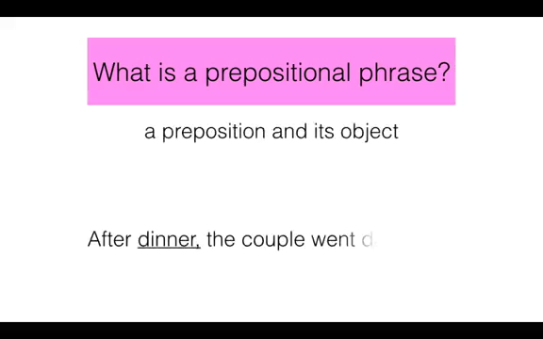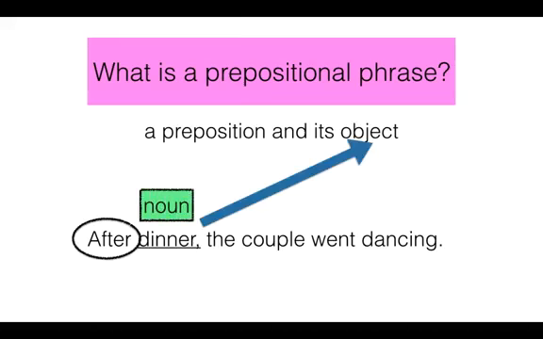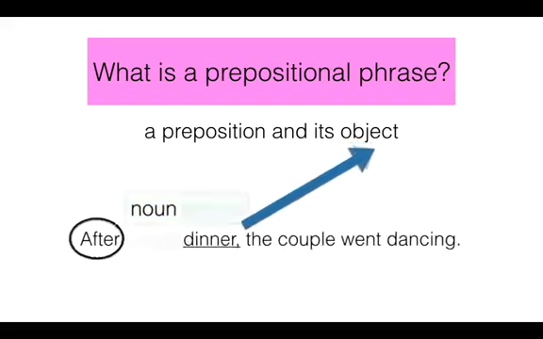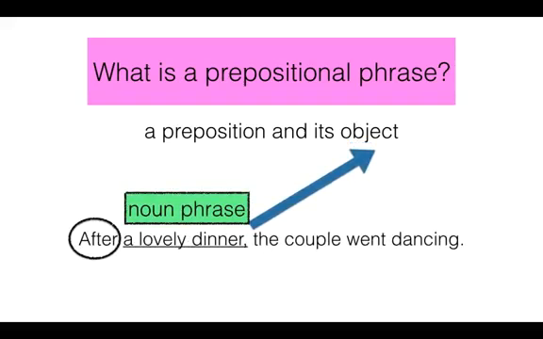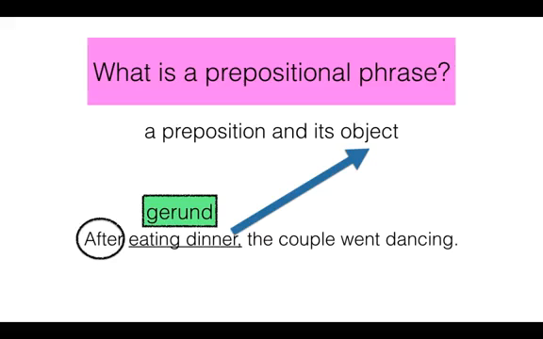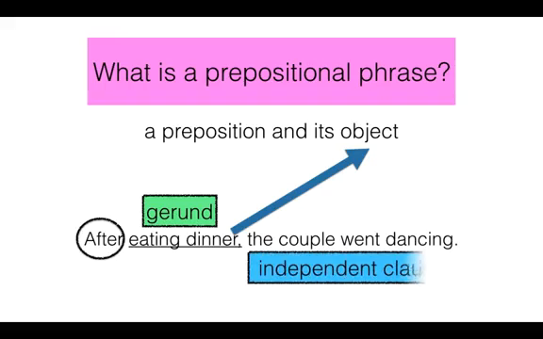In this case, after is a preposition because it is followed by a noun. Of course, the preposition can also be followed by a noun phrase or a gerund in some cases. Notice that the prepositional phrase is not a sentence, so it cannot stand alone. It is followed by an independent clause.